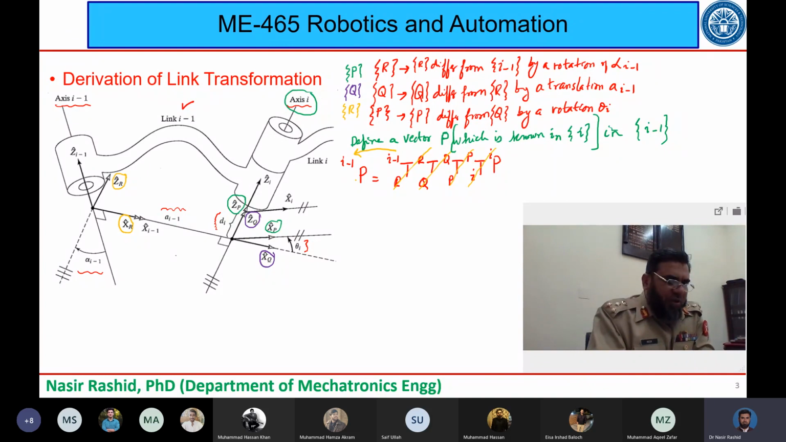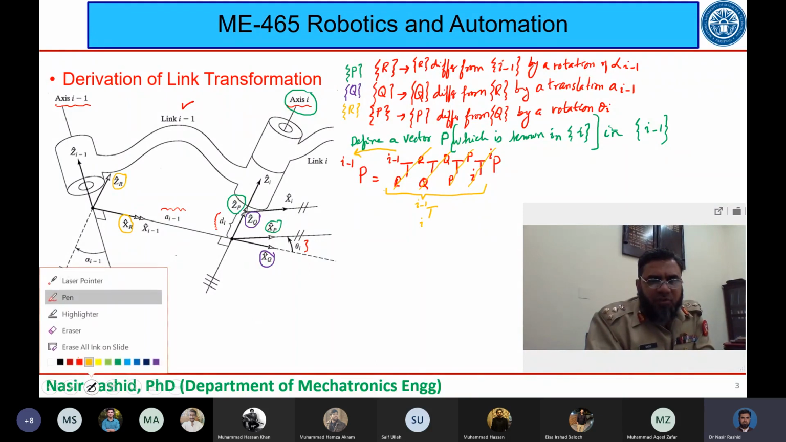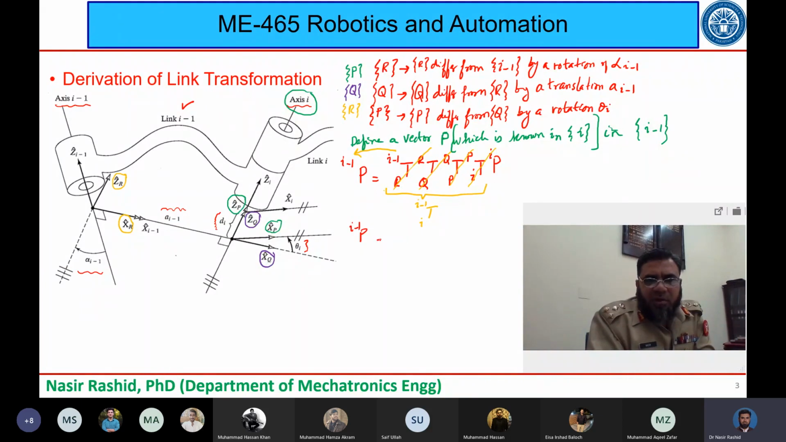Okay. So how else can I write this same equation? This whole thing up to here is known as the transformation I to I minus 1. So I can write down my equation in this form, which is P I minus 1 is equal to T from I to I minus 1 into P I. So I can write down my equation like this.